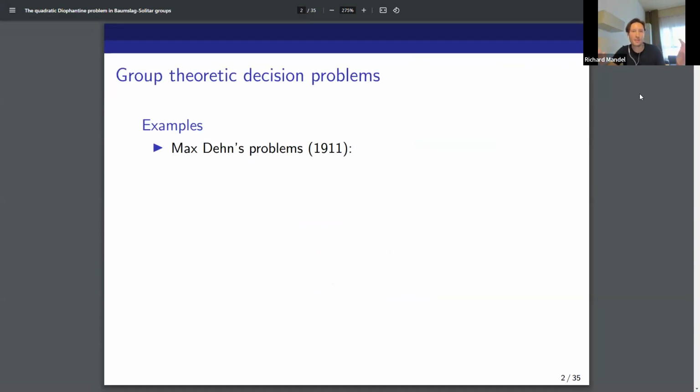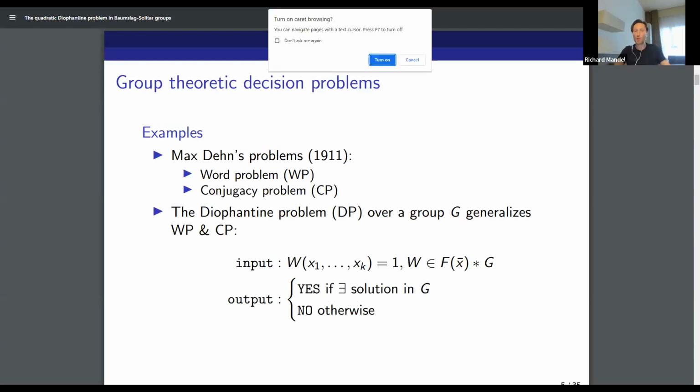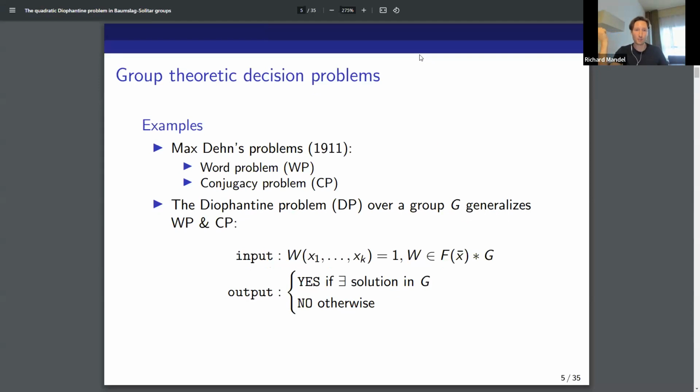The Diophantine problem is an example of a group theoretic decision problem. We can trace the study of such problems back as far as Max Dehn's problems proposed in 1911. So we have the word problem. We have the conjugacy problem. We also have the isomorphism problem, but that's not particularly relevant to this discussion.